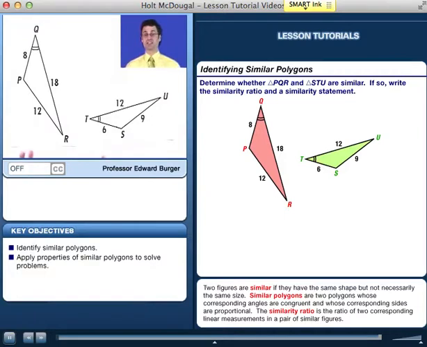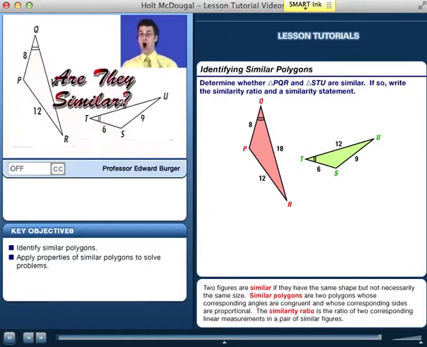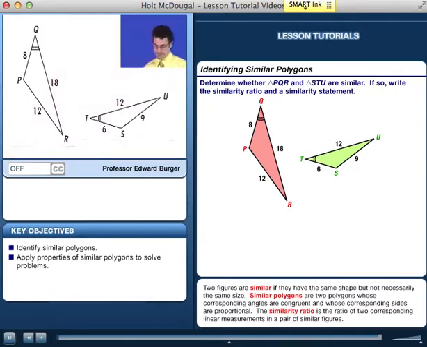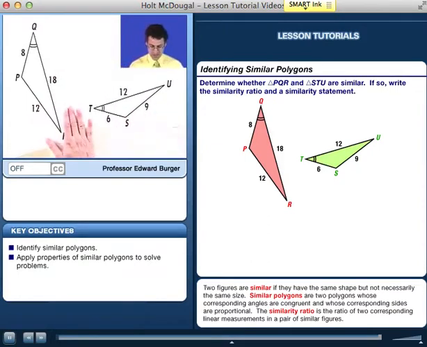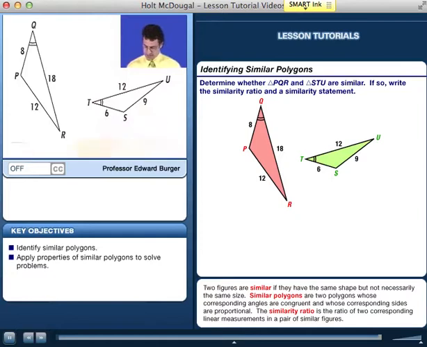All right. Now let's take a look at what we have. We know the various lengths of sides. We're also told that this angle is actually congruent to that angle. The question is, are they similar? Let's try a corresponding ratio and see what we get.